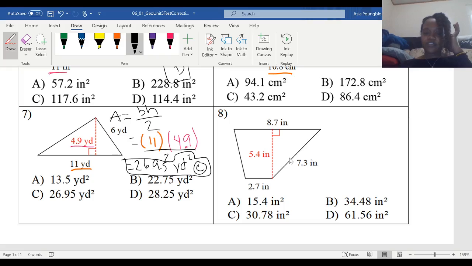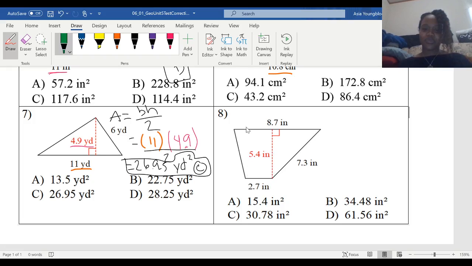Number 8, our final polygon. We only have one pair of parallel sides, and there are 4 sides in this polygon. This polygon is called a trapezoid. The area formula for a trapezoid basically combines the area formulas for a rectangle and a triangle, because a trapezoid is comprised of rectangles and triangles.